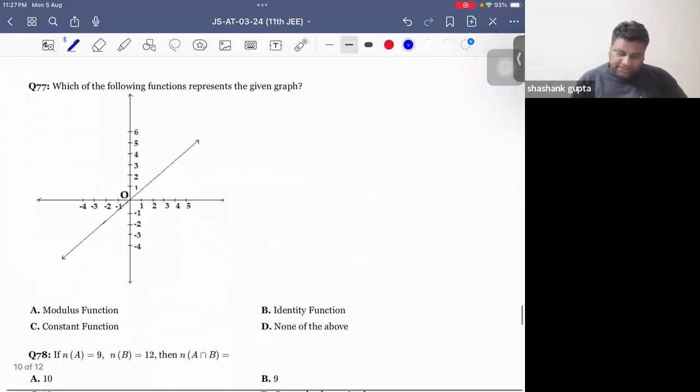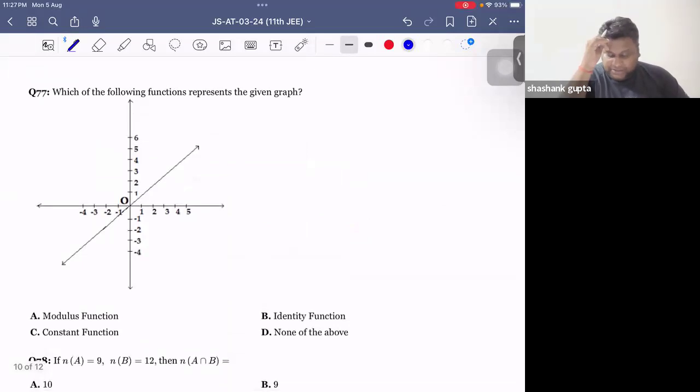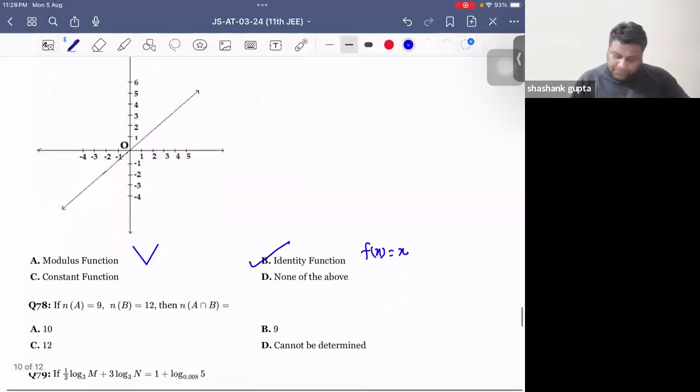Now see question number 71. Which of the following functions represent the given graph? Modulus? No. Because the graph of modulus function is like this kind. Identity function? Yes, it is an identity function, that is f(x) equals x. Constant function? Certainly it is not.